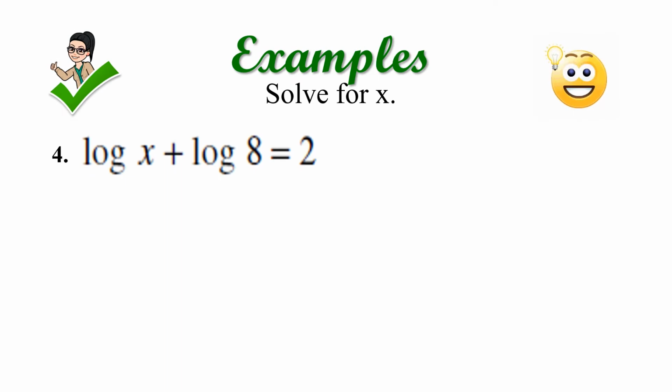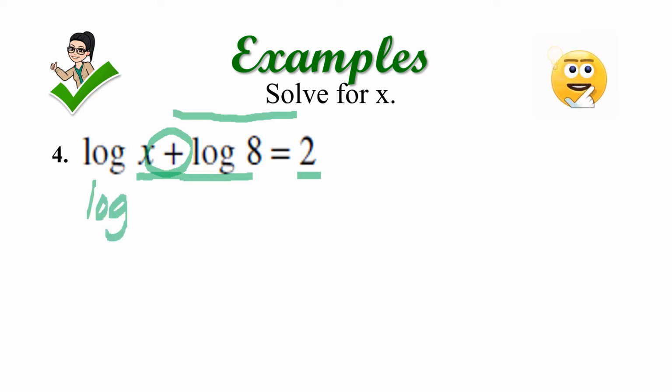Let's have example number 4. This time, we really have to solve for x. Number 1, logarithm of x plus logarithm of 8 is equal to 2. We can see addition here, so we can apply the product rule. This will become logarithm of x times 8, or 8x. Although x comes first, then 8, when we write it together, the number should come first. So 8 comes first before x, equals 2.